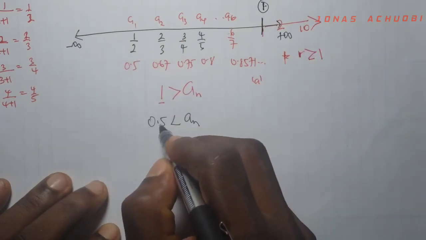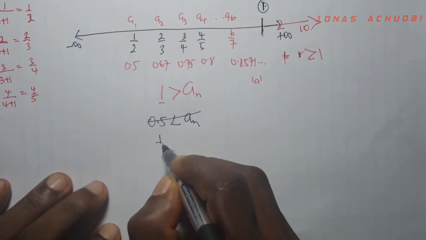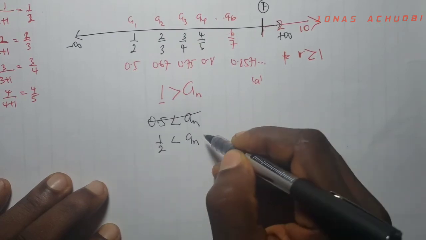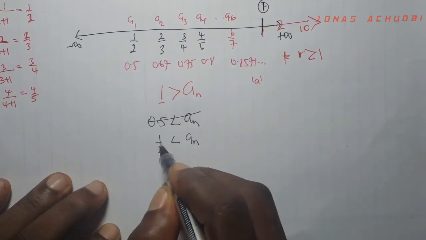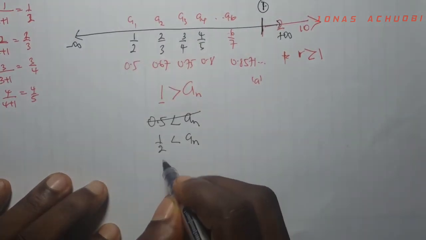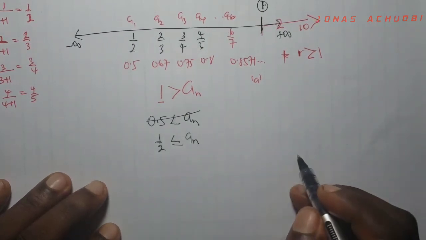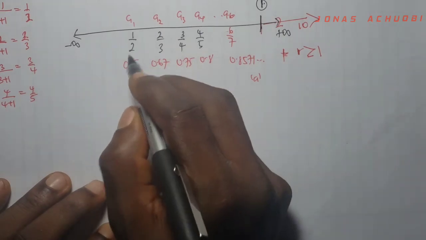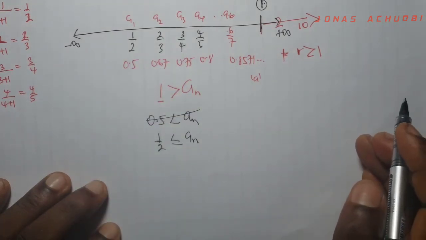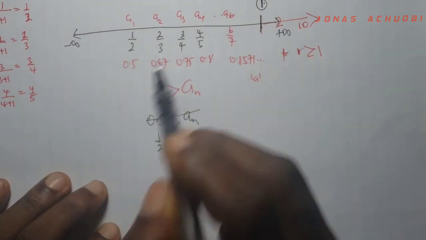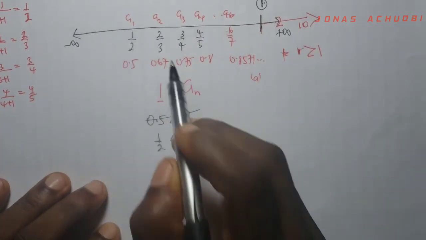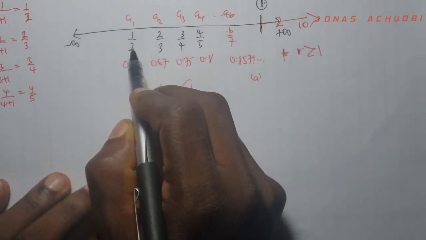And of course, 0.5, which is half, 1 over 2, is less than all the terms of the sequence. And of course, 1 over 2 is equal to itself. So 1 over 2 is less than or equal to all the terms of my sequence. That qualifies 1 over 2 to be called a lower bound. So a lower bound of the sequence, the first one I see, is 1 over 2.